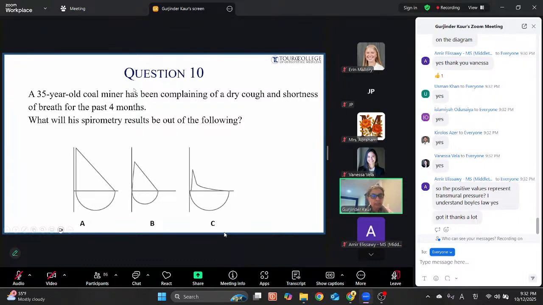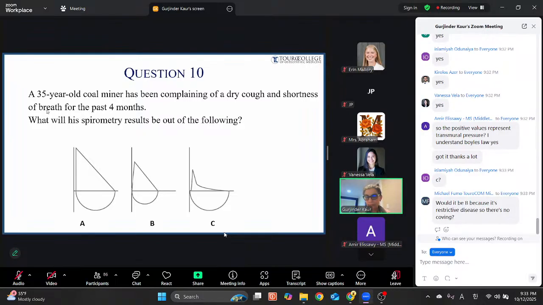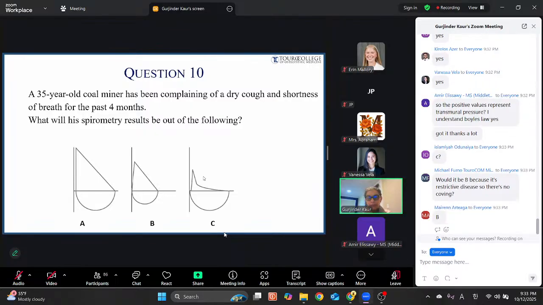This should be easy and just tests your knowledge from before. So the patient is a coal miner complaining of a dry cough for the past 4 months. How do you think their spirometry results will look? Any volunteer? All right, Michael is saying something. Very nice, Michael. This is B, right?